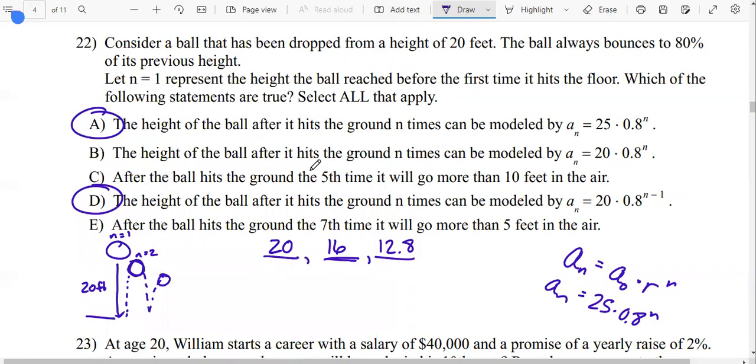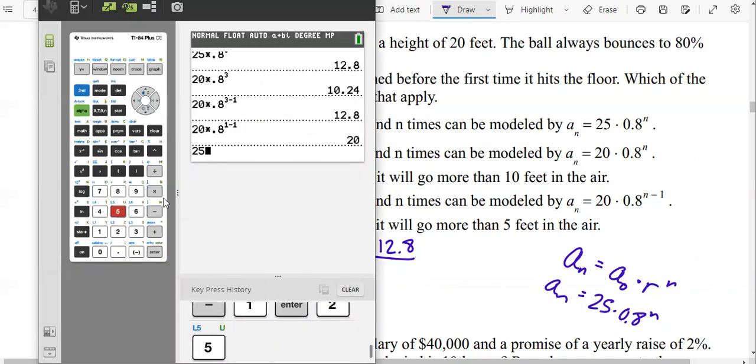Well, after the ball hits the ground the 5th time, will it go more than 5 feet into the air, or 10 feet into the air? Let's see. So this is the first time it hits the ground, then it goes to n equals 2. The second time, n equals 3. So the 5th time it hits the ground will be term 6. Will it go more than 10 feet in the air for term 6?